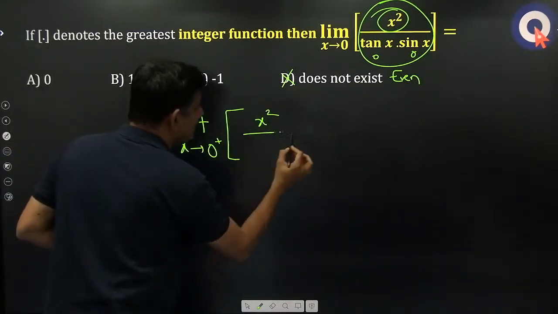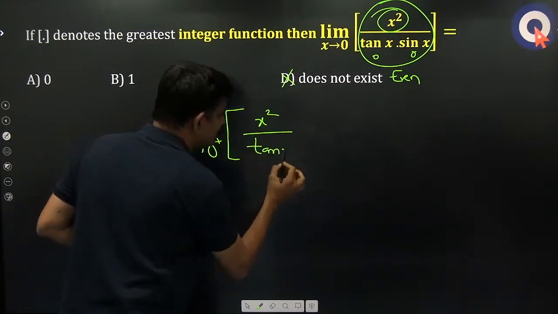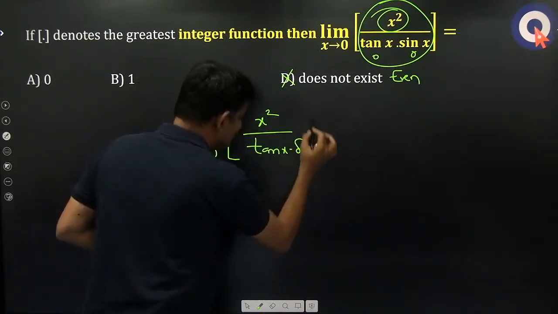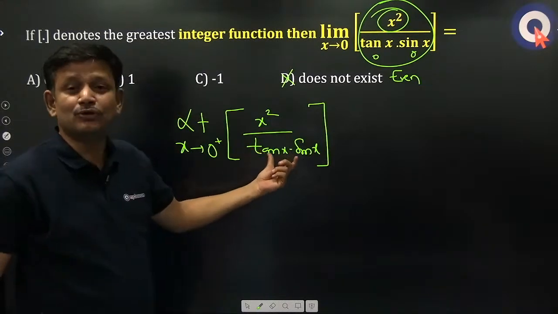x square by tan x into sin x. Now, what is the question? This is approaching 1.